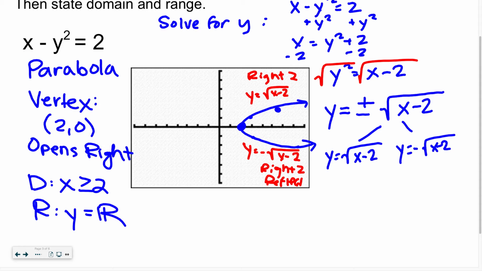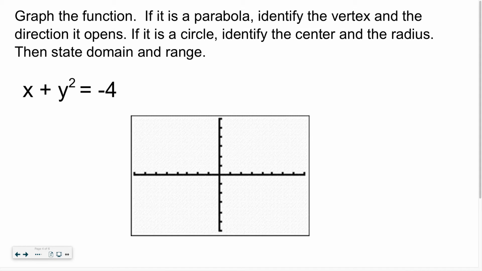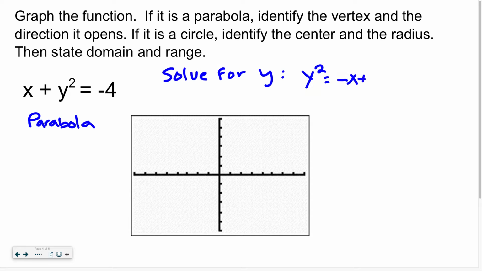Okay, I'm going to do one parabola that's going to be a little bit different, all right? I want you to watch this. x plus y squared equals 4. We would do just like before. It has to be a parabola, right? Because it has y squared only. And then we're going to solve for y. So probably just subtract the x from both sides. Are you okay with that? y squared equals negative x plus 4.